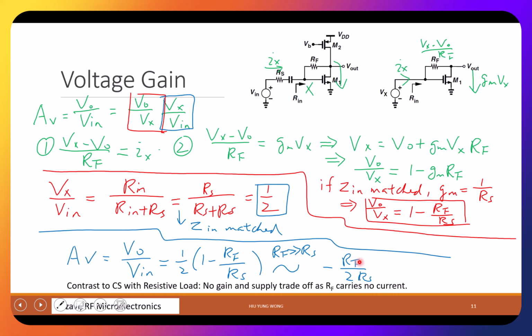Is RF affecting your headroom? No. So unlike the resistive loading, where you increase the RD, your gain is larger, but headroom is smaller, right? But now with this one, you can have a larger gain, but you don't have a trade-off between them. So you have decoupled the requirements. Okay?